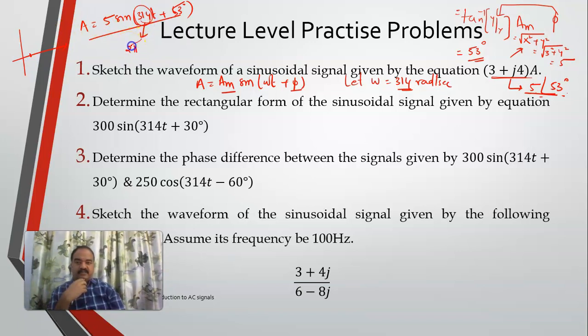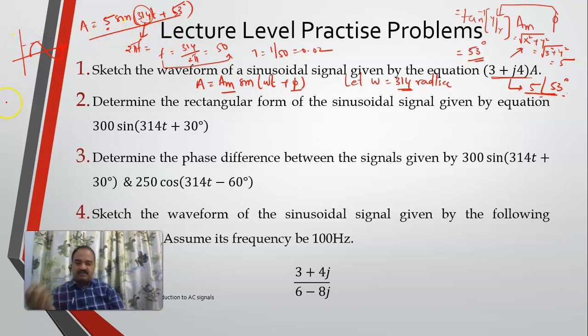this is 2 pi f, right? So what is f now? 314 by 2 pi. I'll get somewhere around 50. And if f is 50, what is the time period? It is 1 by 50, 0.02 seconds. So for the next 0.02 seconds, I'll mark it on the x-axis and I have to complete a sinusoidal signal with a maximum value of 5.